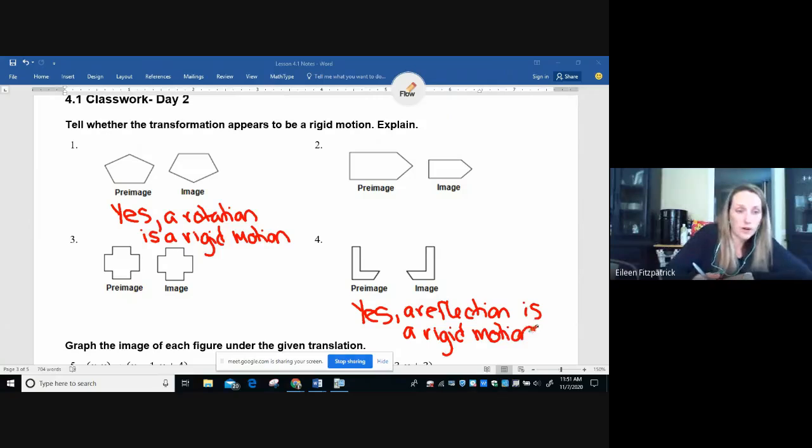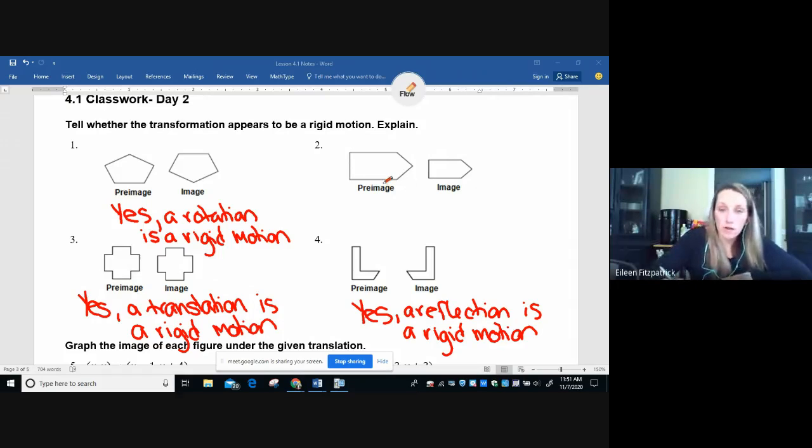Let's go over to number 3. Here's my pre-image. Here's my image. Okay. So it looks like we may have just translated. Honestly, we could have reflected. We could have rotated, right? It kind of depends. We're going to call this one a translation since we already talked about rotation and reflection in the other one. And yes, the image still looks the same shape and same size. So it is a rigid motion. That's because a translation is a rigid motion.